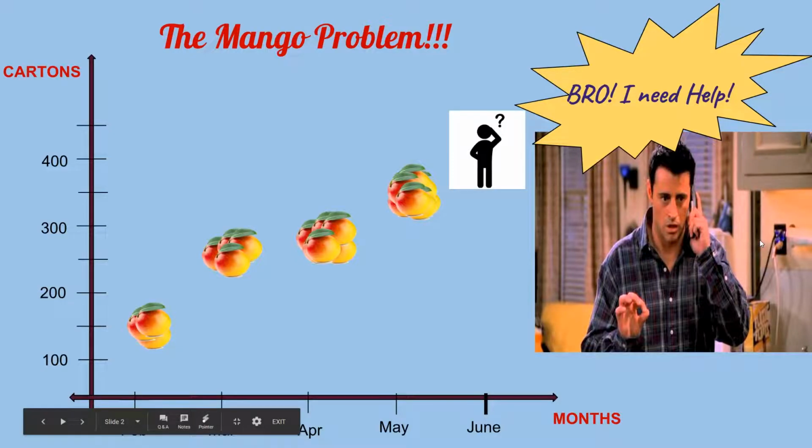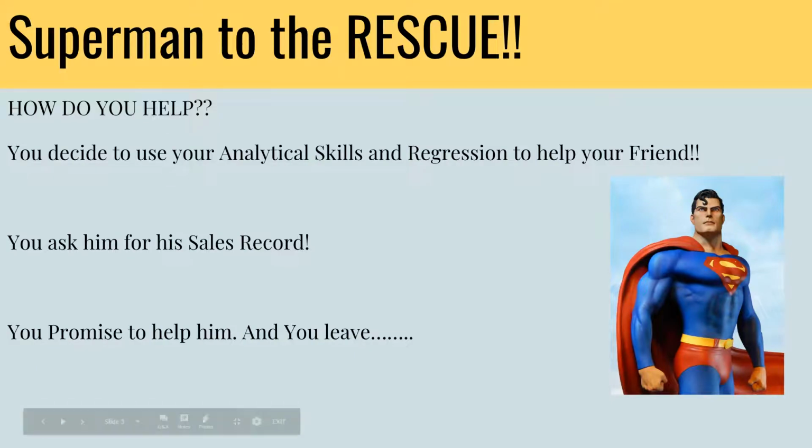So on a bright summer morning, your friend Joey calls you up and he sounds really worried. He says he wants your help to guess the exact number of mango cartons to buy for his father's fruit shop, so he can help his father make sufficient profits and also prevent potential losses occurring from the rotten mangoes in his inventory. And so, Superman to the rescue.